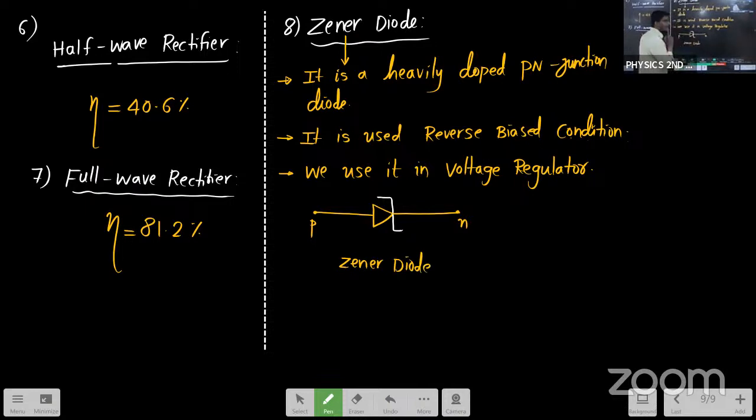So I hope you will remember this point. What is a Zener diode? It is a heavily doped PN junction diode. In which bias will we use it? We will use it in reverse bias. And where will we use this? In a voltage regulator, in order to get constant output voltage.